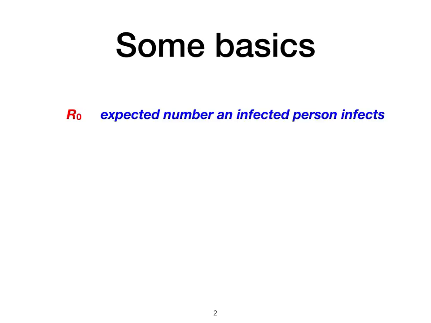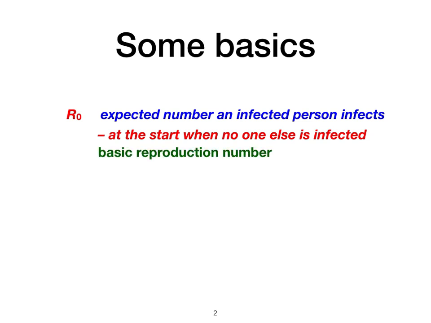R0 is something you may have heard of. That is the number you'd expect one individual to infect. So for instance, if R0 is 2.5, if the first 100 people who are infected pass it on at that rate, then you'd expect the second round to have 250. This applies at the start when no one else an infected person encounters is already infected, and you're only counting one layer on from there, not any subsequent infections, and that's the basic reproduction number.